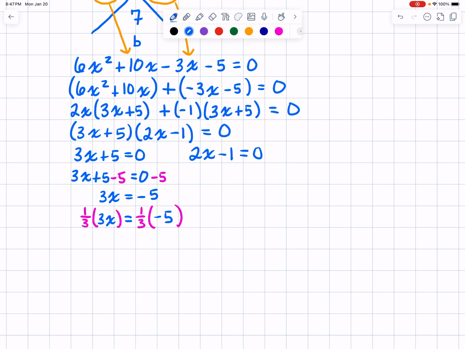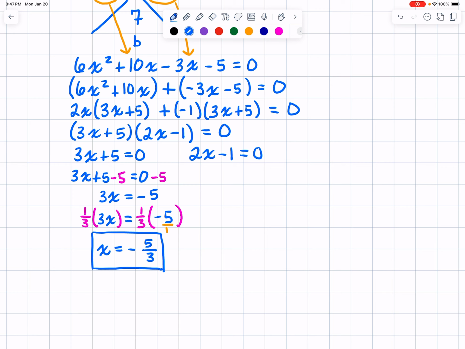One-third times 3x should just leave us with x. I'm going to put it down here. And 1/3 times negative 5, you can pretend that it's over 1 if that helps, will leave us with negative 5/3. So we get x equals negative 5/3. That's our final answer for here.